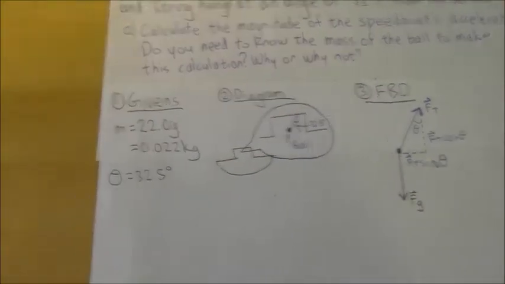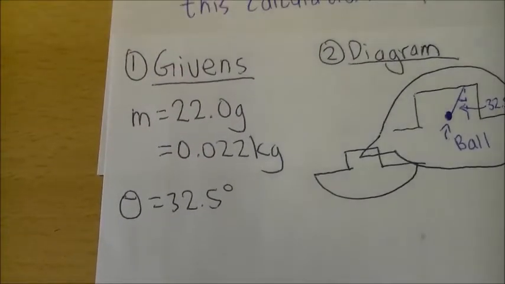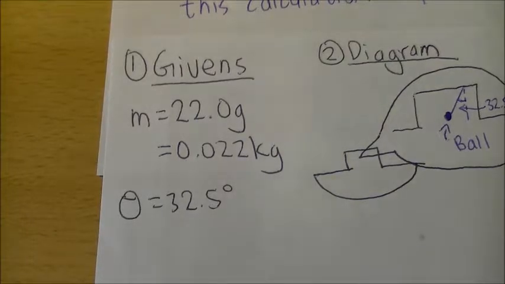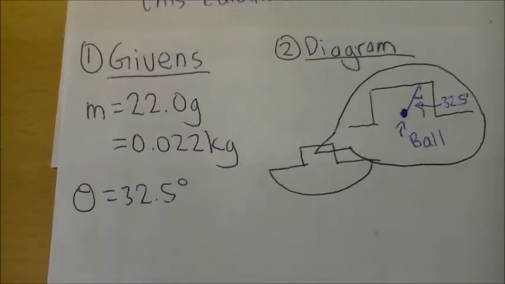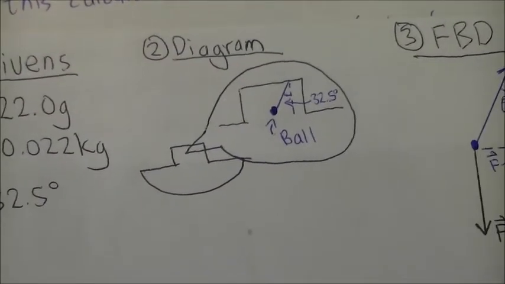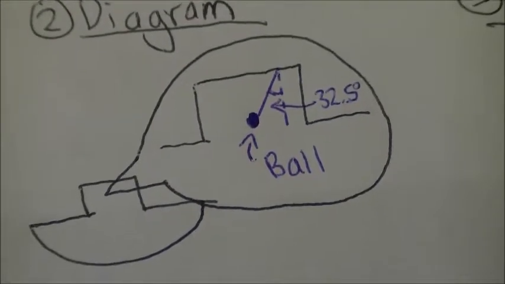So the first thing that we have to do is state our givens. We're given that the mass of the ball is 22 grams. And for this question, since we have to calculate using kilograms, I converted 22 grams to 0.022 kilograms, because there's 1,000 grams for 1 kilogram. Next, we're given that the ball hangs at an angle of 32.5 degrees from the vertical, and you can see that from the diagram as shown here.